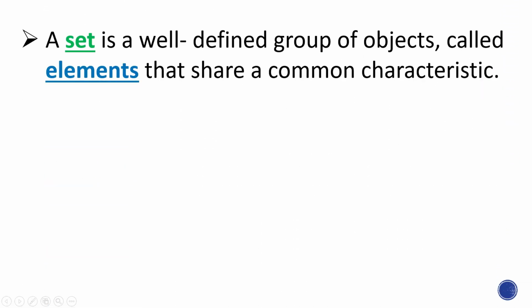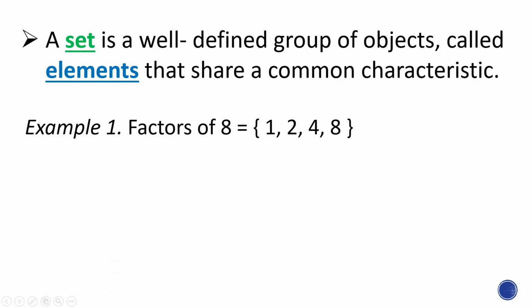Well, basically a set is a well-defined group of objects. Now, each object in a set is called an element. Those elements in a set share a common characteristic. For example, factors of 8: 1, 2, 4, and 8. 1, 2, 4, and 8 are called elements. So each of those 4 is called an element. There is a common characteristic among those 4, and that is they are factors of 8.